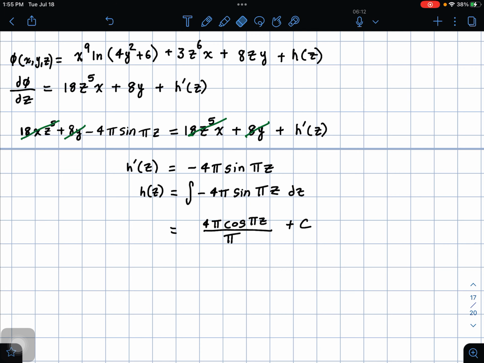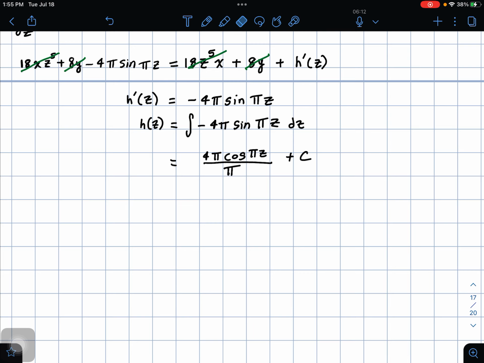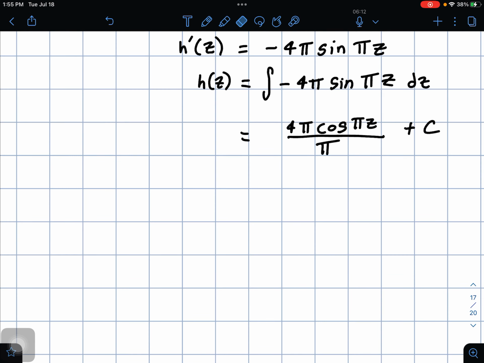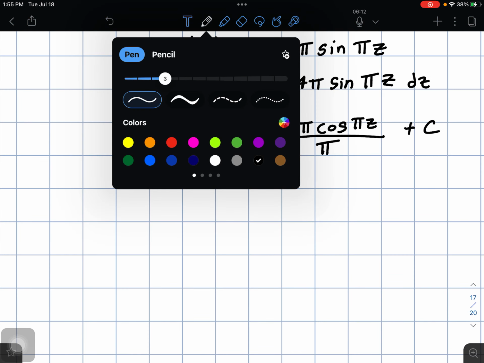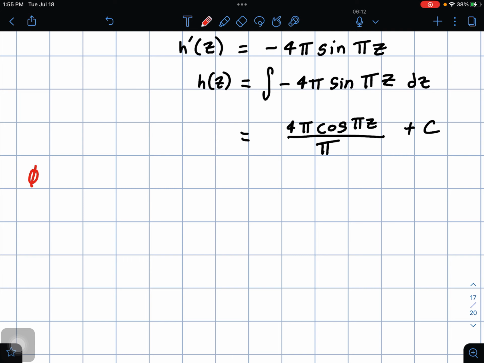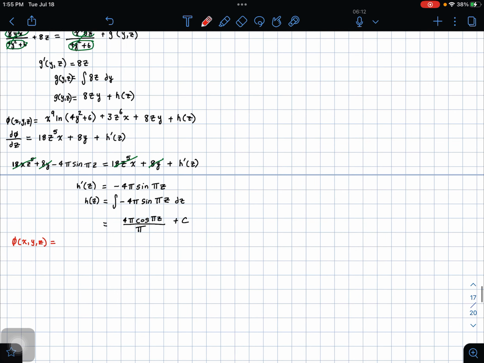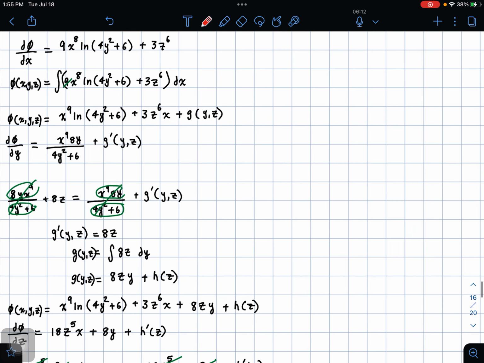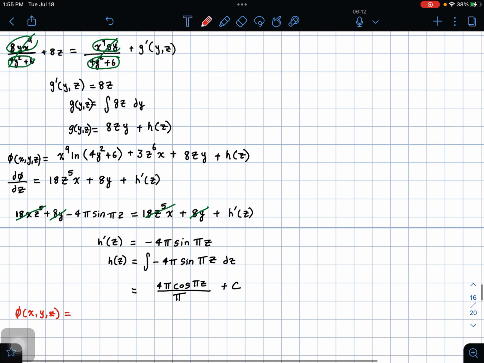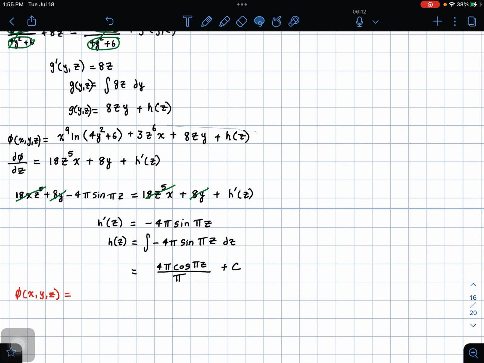I think it's probably already been like 30 minutes. Okay, so we have that. I'm gonna write this in red because it's important. Phi at x comma y comma z is equal to, so originally what did we have? Okay, it was here, this thing.